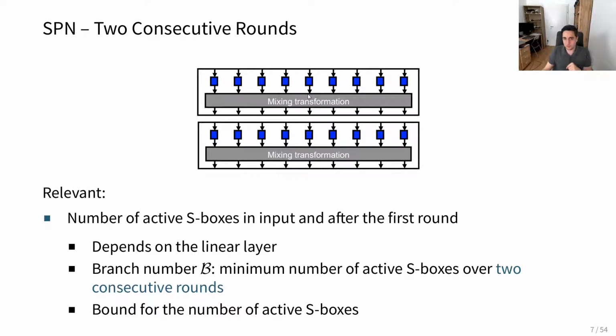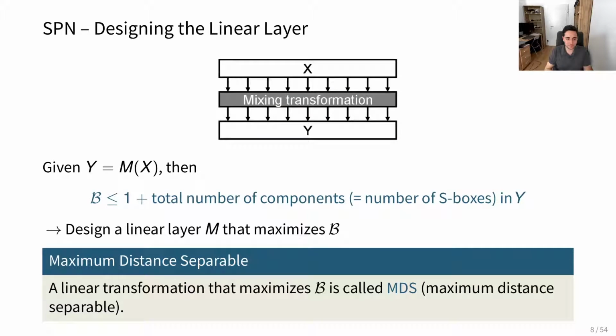And this number, the number of active output S boxes based on the number of active input S boxes, depends on the linear layer. And this is now the design goal: we try to find a linear layer which gives us a very good bound. It turns out that there's a metric called the branch number, and the branch number gives us the minimum number of active S boxes over 2 consecutive rounds. And this is something we can use to increase the number of active S boxes. So this is what we try to do as a designer.